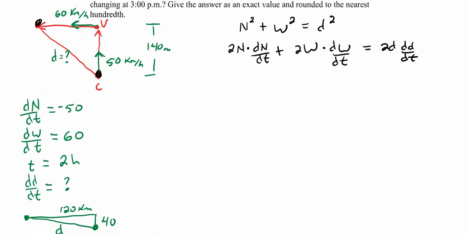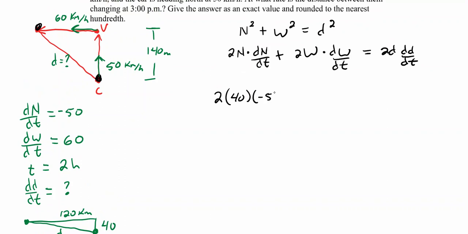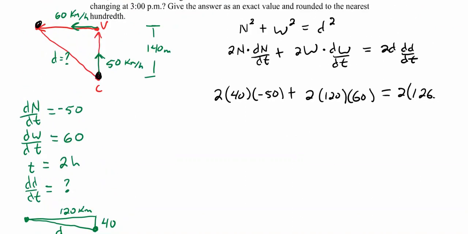Okay, so then we'll plug in what we know, right? So it's going to be 2 times our north, that was our 40, right? That's where we're at now. So that's 40 times dn dt, which was negative 50, and then plus 2 times our west, which was 120, times dw dt, which was 60. And that's equal to 2 times, I called it 126 in my notes, so let's keep it with that. We're on 126.5 down there, but yeah, let's do that, 126.5 times dd dt. If I'm off by a decimal or two, that's what happened right there.